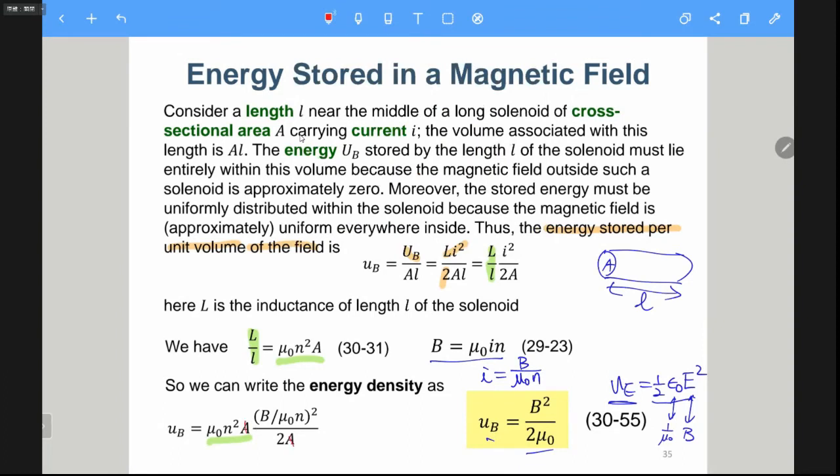A and A can be cancelled. And then here we have n squared, so n squared and n squared can be cancelled. Mu naught and mu naught squared, we can partly cancel, so we only have one mu naught. And then we also have B squared here. So altogether we have B squared over 2 mu naught, which is a duality with u_E, half of epsilon naught E squared. So this is the energy density and energy density.